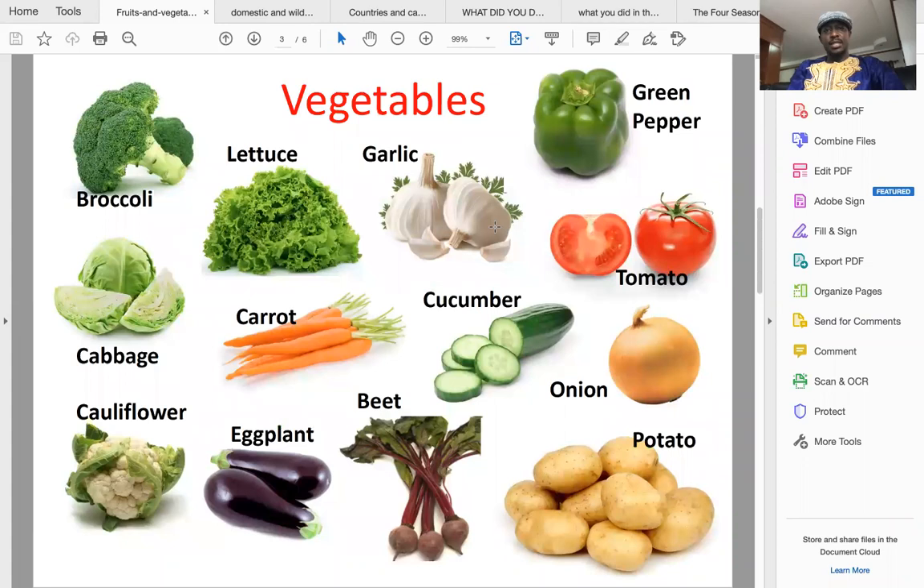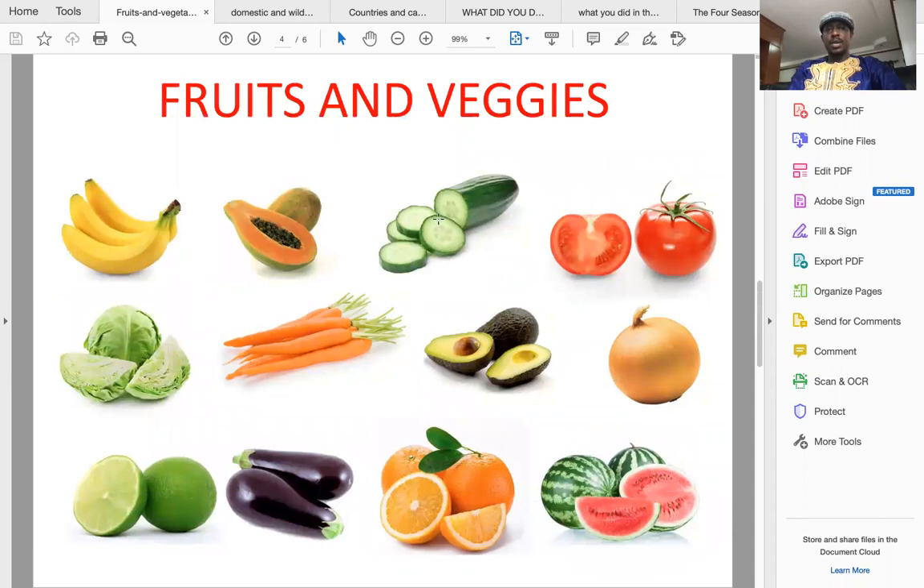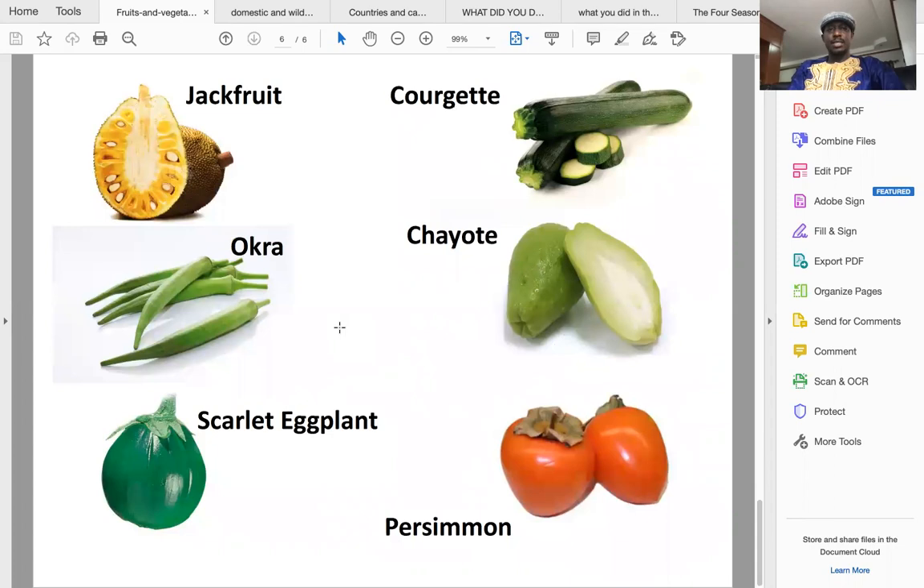We also looked at vegetables, and I also told you there are so many types of vegetables that I didn't put here, okay? So in your test, we are going to talk about fruit and vegetables as well, okay? I'm going to ask you questions about fruits, and I'm also going to ask you questions about vegetables.